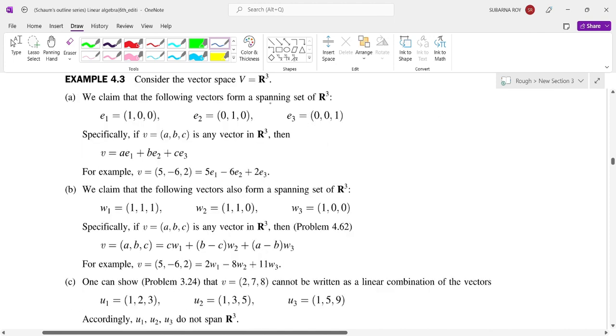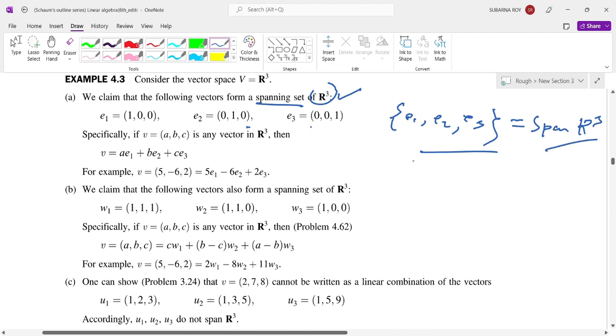So we claim that the following vectors, that is E1, E2, E3, form a spanning set of R3. That is, every vector in R3 can be written as a linear combination of these three. So this set E1, E2, E3 will be a spanning set of R3, that is, it spans R3. Span V means a set of vectors with the help of which you can express each and every element of V as a linear combination of these vectors, then we say this set spans V.